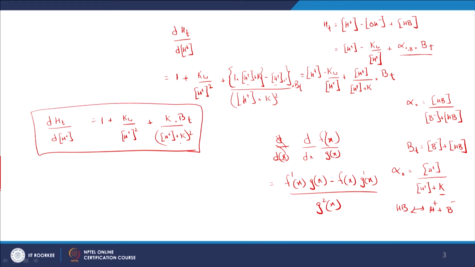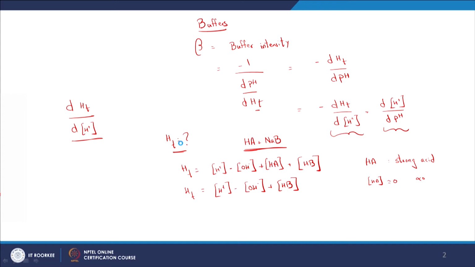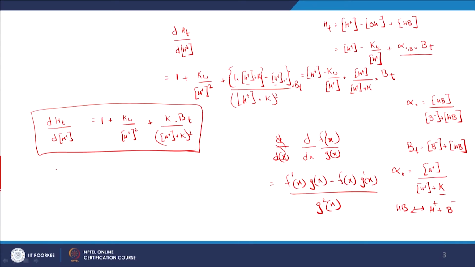And the other aspect I believe that we had to calculate was, what is it now? dh plus by dpH, right? So the derivative of h plus with respect to pH. For that, I am going to look at calculating the derivative of pH with respect to h plus, okay? And what is that going to be equal to? We know that pH is minus log h plus, right? And so that derivative is what we are trying to look at here.